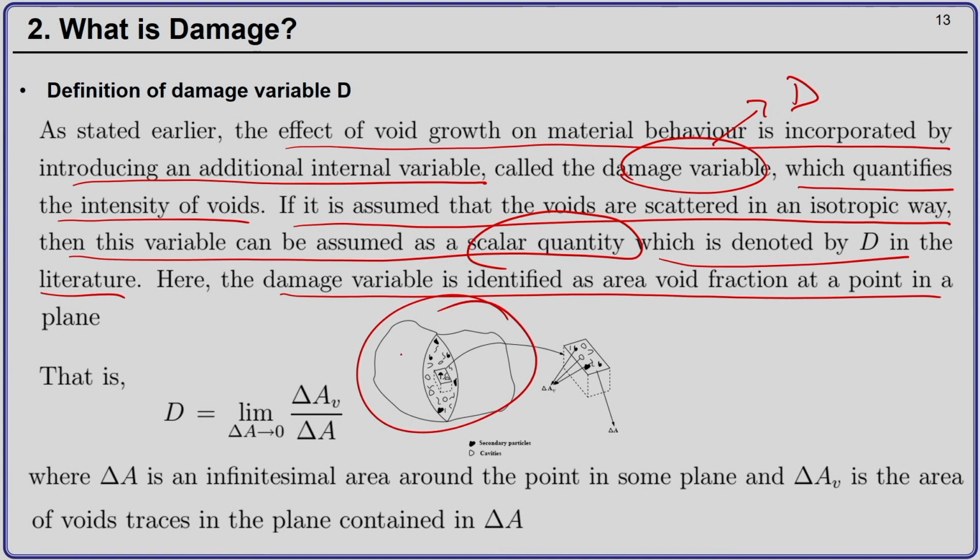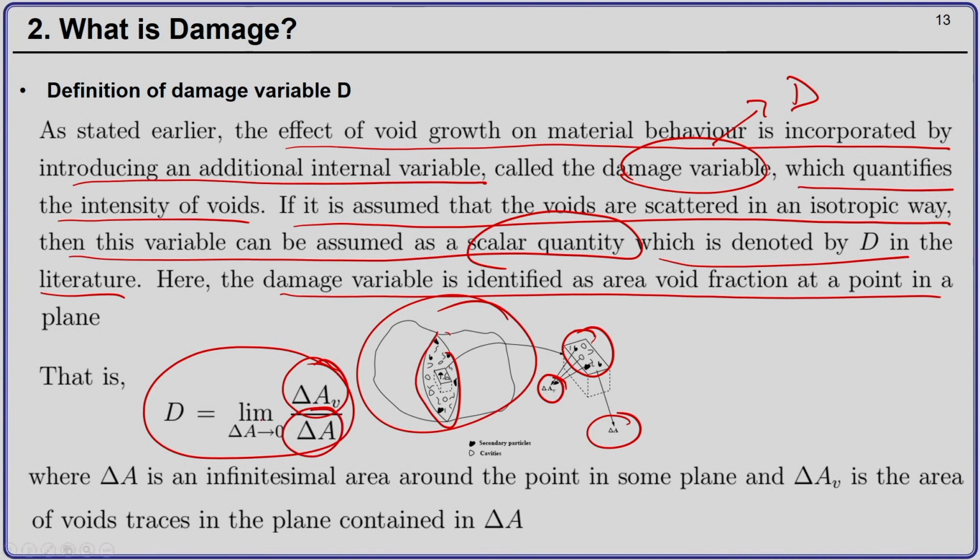So, you have a body and then you cut using a certain plane, and on that particular plane you count what is the area of the voids, and then you find out the area of that plane. The damage variable is nothing but the limiting value of the ratio of the area of the voids divided by the area of the infinitesimal area around that point in some plane. So, delta AV is the area of void traces in the plane contained in delta A.